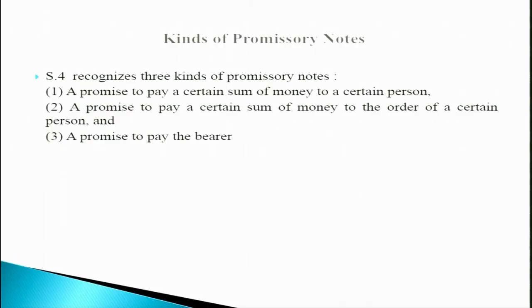Kinds of promissory note. Section 4 of this act recognizes 3 kinds of promissory note: a promise to pay a certain sum of money to a certain person, a promise to pay a certain sum of money to the order of a certain person, or a promise to pay the bearer. Whosoever keeps that note will get the money. So these are the 3 types of promissory notes recognized under Indian law.